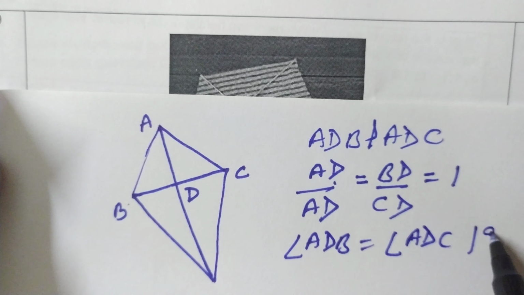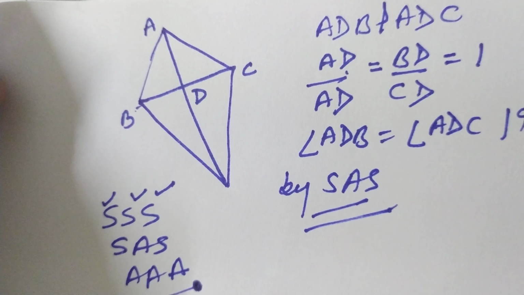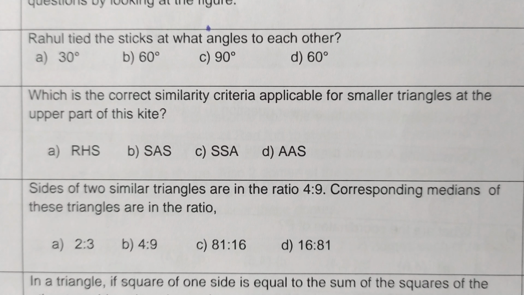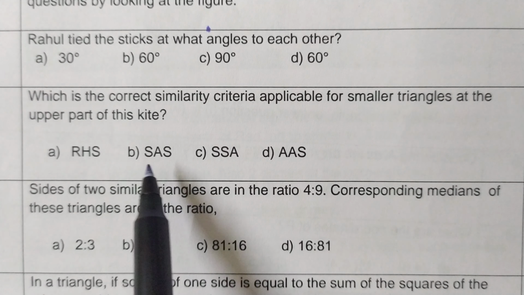And third one is AAA. If all the three angles of one triangle are equal to all the three angles of other triangle, then these two triangles are similar by AAA. So here it is applied SAS. So this is SAS.